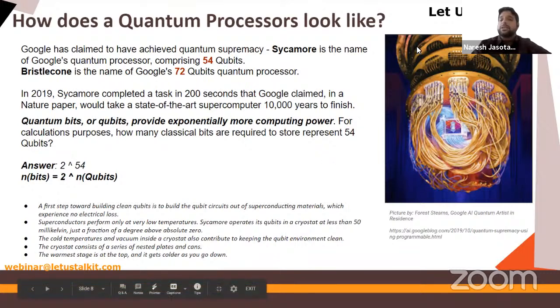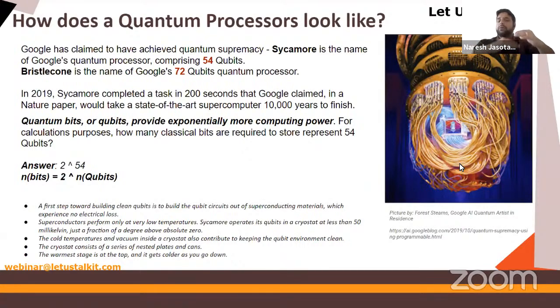In this diagram, the warmer stages are on the top, while at the bottom, like the bottom of the processor, they are really sub-zero temperatures, like absolute zero temperatures. So that's how a quantum computer is created. The qubits are the processing bits in quantum computing. Let's talk about the use cases, and then we'll try to understand qubits. They are a little complicated.